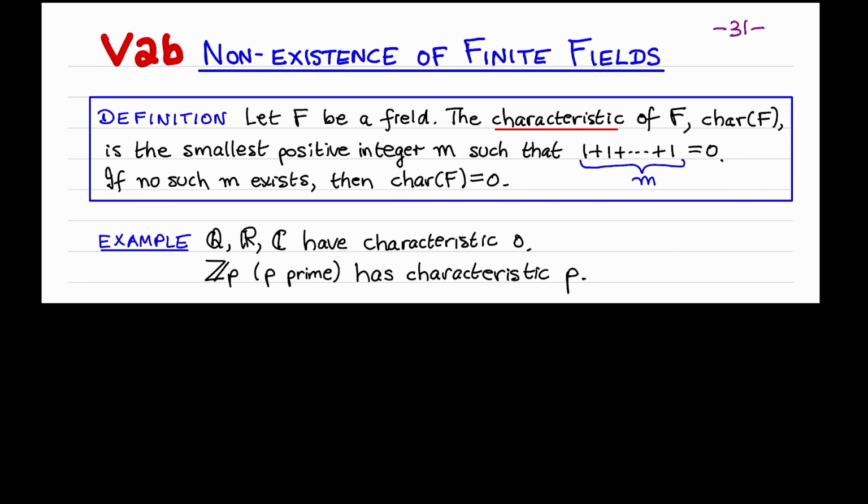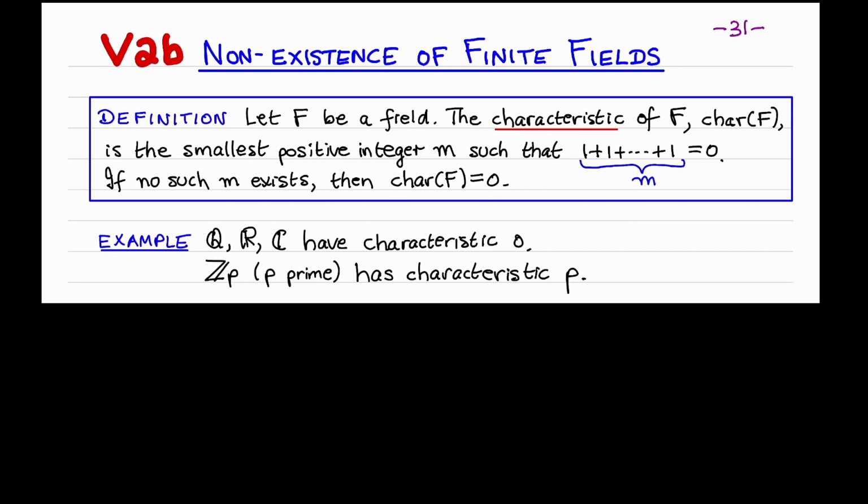For example, the field of rational numbers, the field of real numbers, and the field of complex numbers have characteristic 0. This is because if you add the number 1 to itself in these fields, you get the numbers 1, 2, 3, 4, 5, and so on. And this sequence never reaches 0.